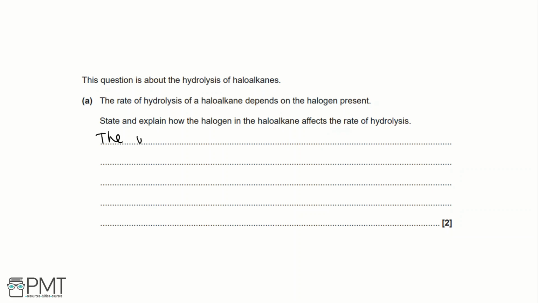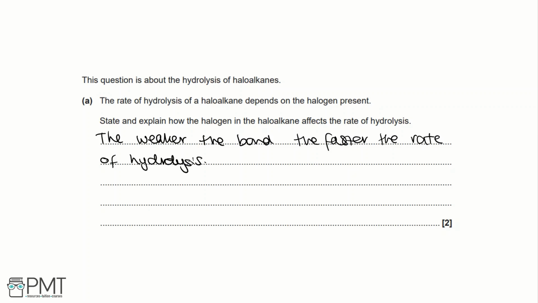So, to get the first mark for this question, we need to explain how, in general, bond strength relates to the rate of hydrolysis. So the first point we're going to make is that the weaker the bond is, the faster the rate of hydrolysis, because if it's a weak bond, it's going to require less energy to break, and so the rate of hydrolysis will be faster.